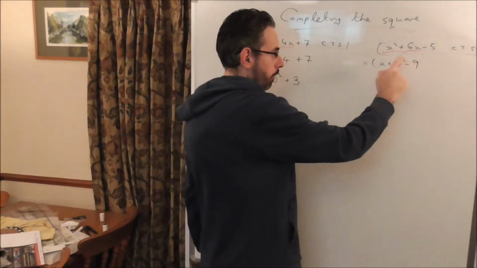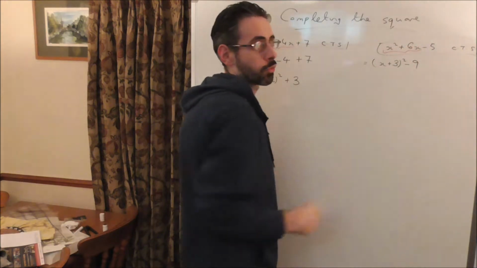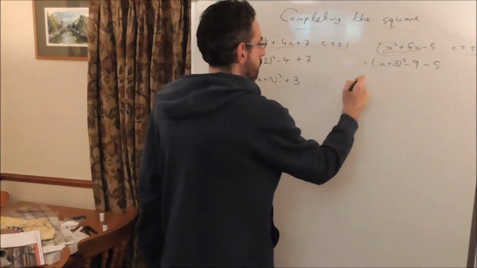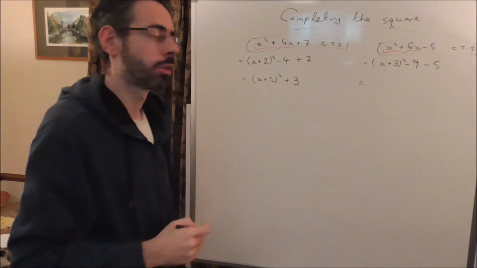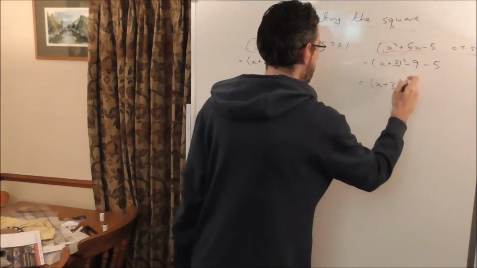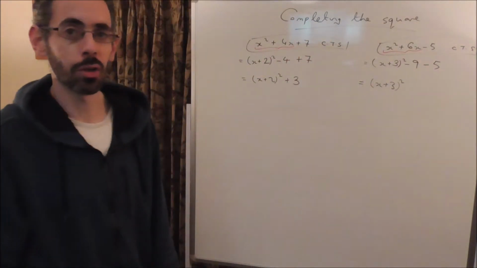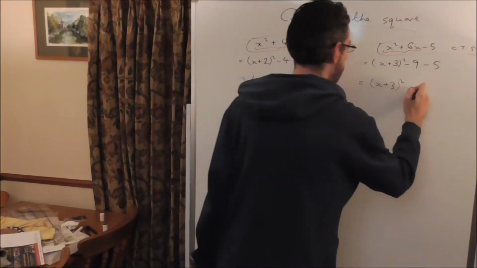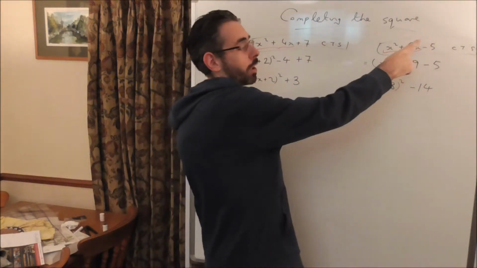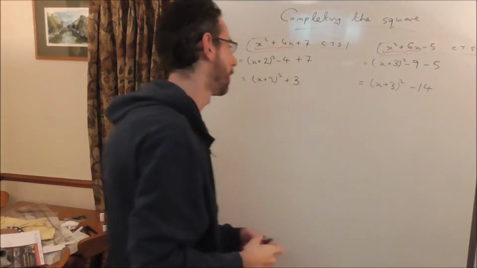Now this is the same as what I've underlined, but there's also a minus 5 in the expression, so I'm just going to put a minus 5 on the end, and we can just simplify that. So it's x plus 3 squared, minus 9 minus 5 is minus 14 overall, so minus 14. So you kind of ignore the number, or this is how I do it, I ignore the number and then I just bring it in at the end.